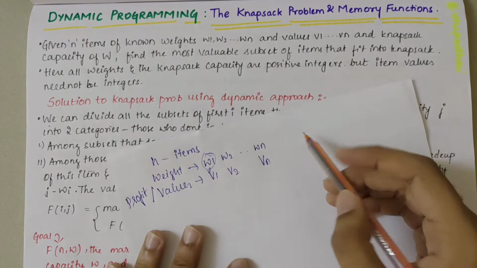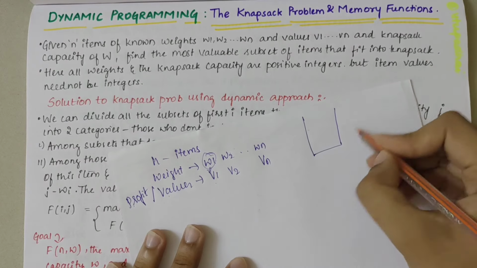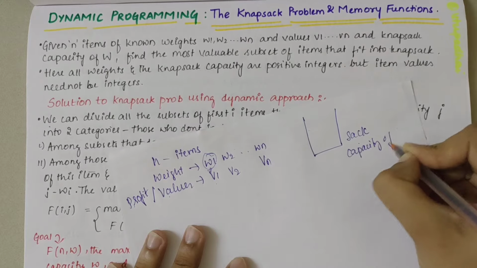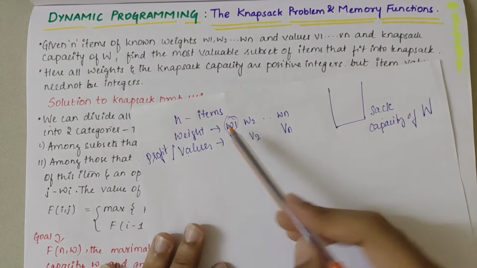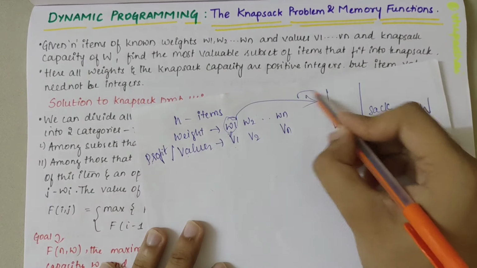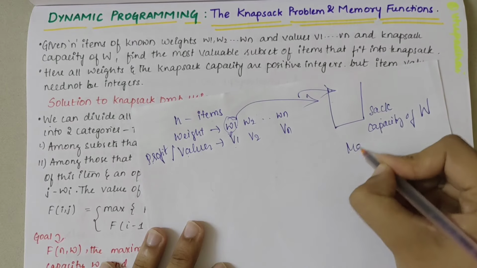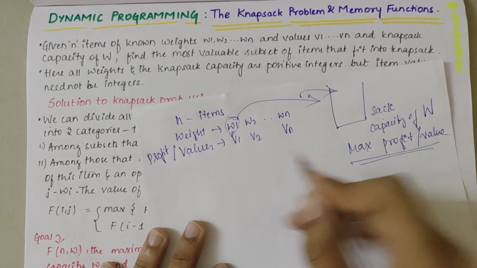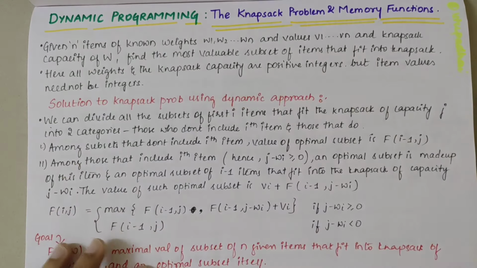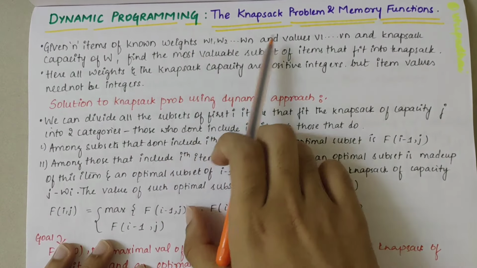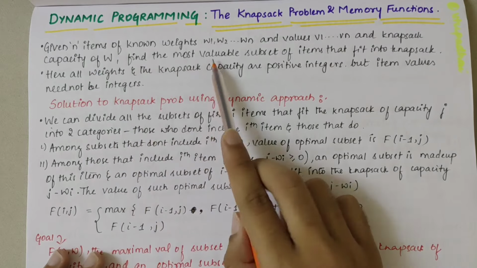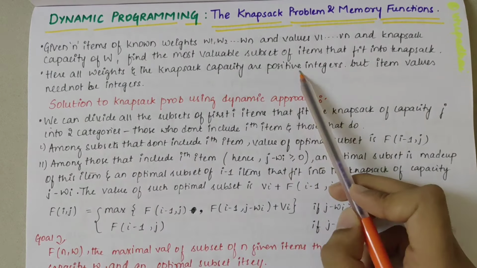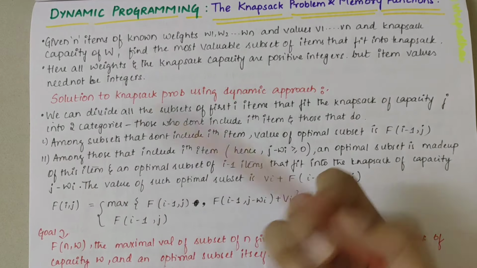So our aim is to fit these weights into a sack. The sack has a capacity of capital W. We have to fit these weights into the sack such that we get maximum profit or maximum value. This is what the knapsack problem speaks of. Let's look at what's written here. Given n items of known weights and values and a knapsack capacity, find the most valuable subset of items that fit into the knapsack. Here all weights and the knapsack capacity are positive integers, but item values need not be integers.